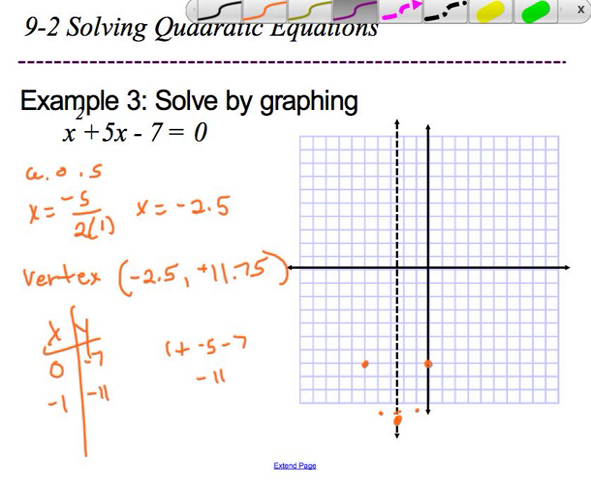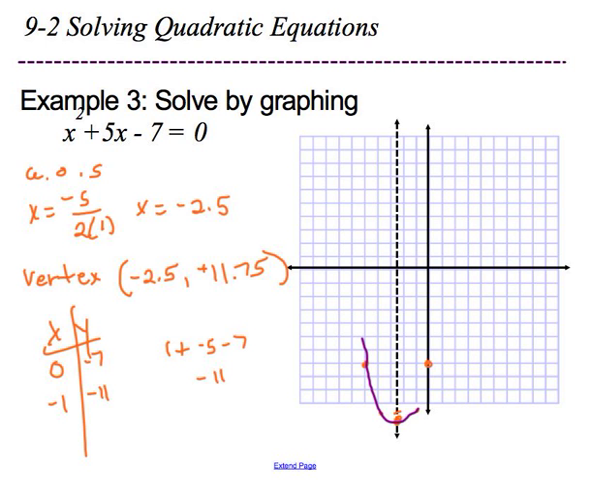What I don't know yet is where it crosses the x-axis. So it's great that we graphed it with that many points, but darn it, it's not crossing yet. So let's grab some more points. What if I go to 1? Plug in 1. 1 squared is 1 plus 5 minus 7. That's 6 minus 7, negative 1.